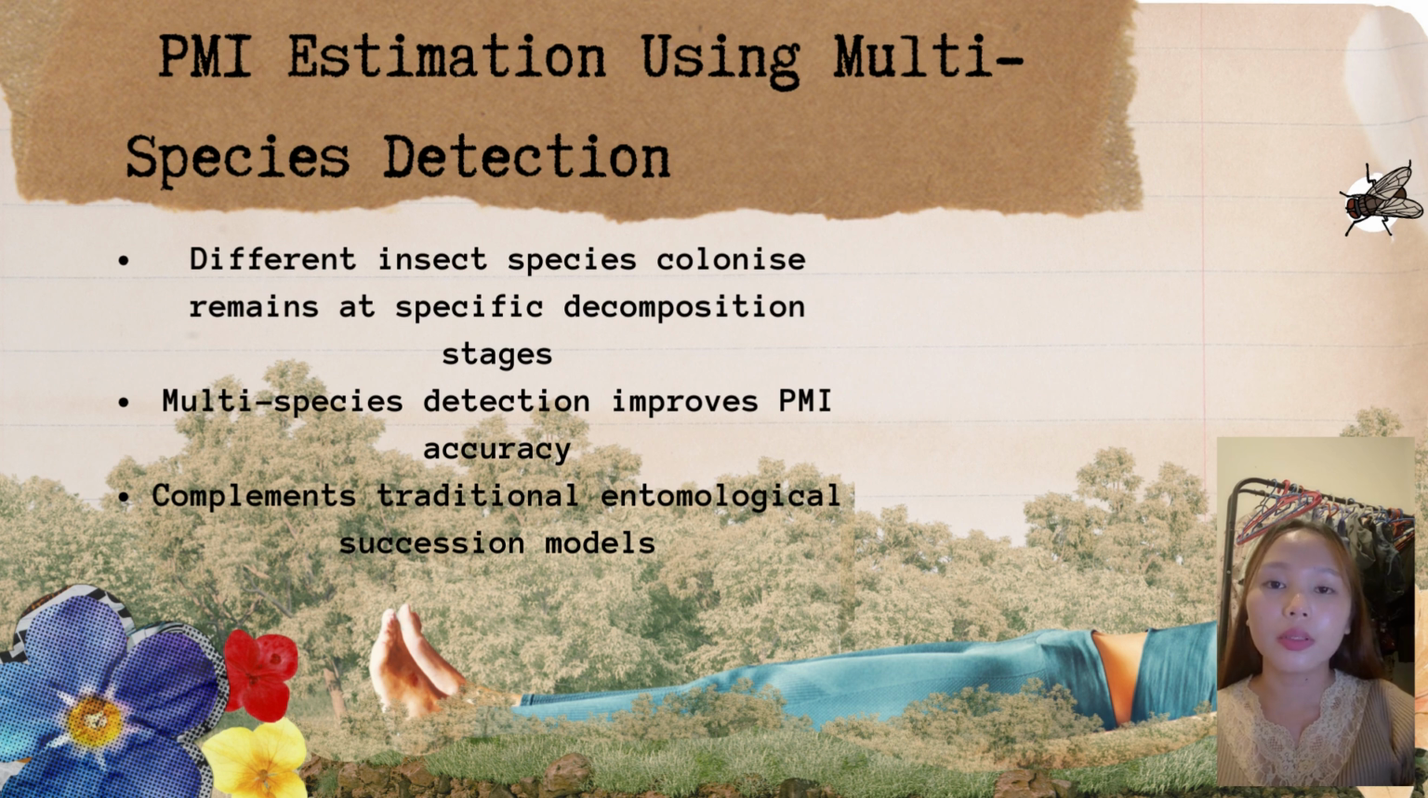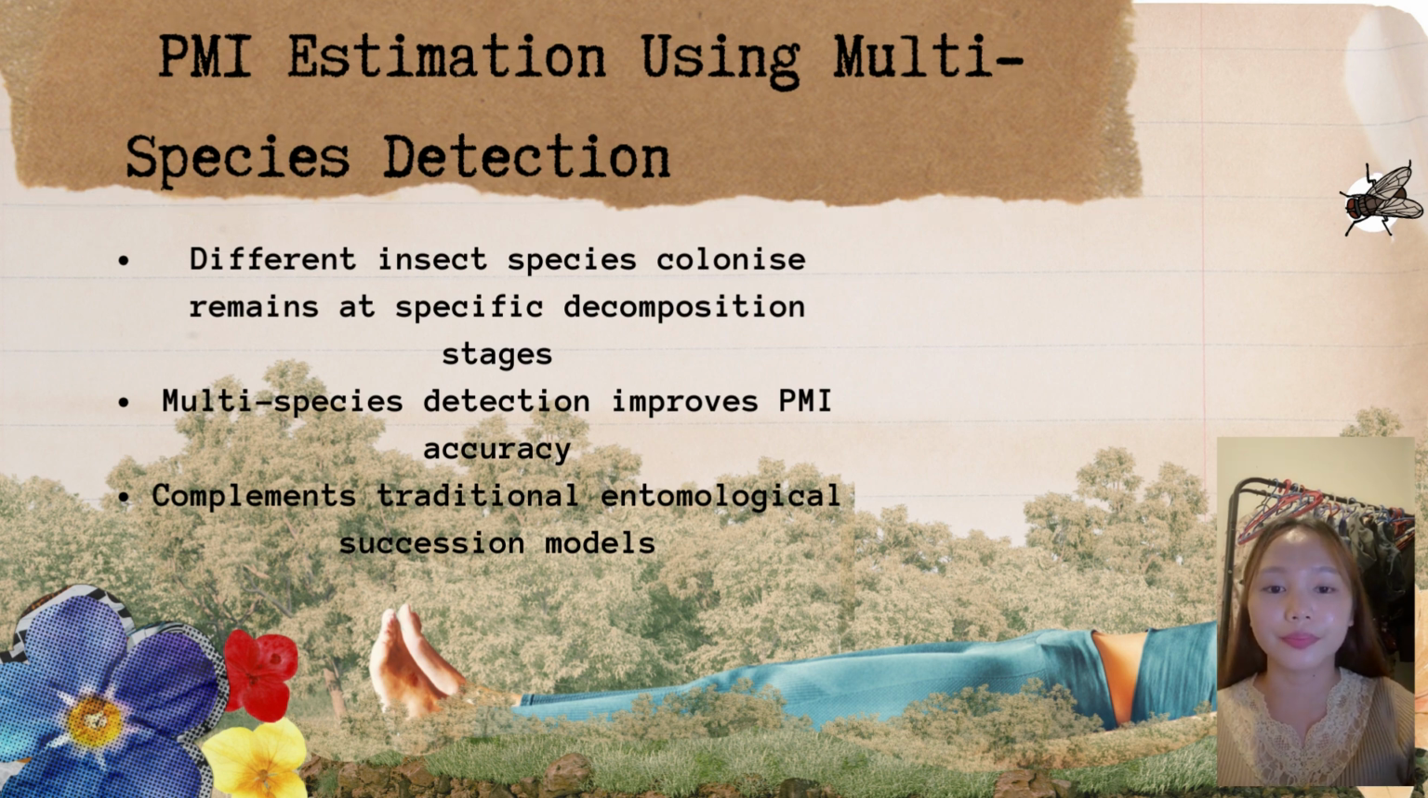Overall, DNA metabarcoding enhances forensic entomology by enabling accurate insect identification from mixed, degraded, and early-stage samples, which strengthens postmortem interval analysis and forensic interpretation.